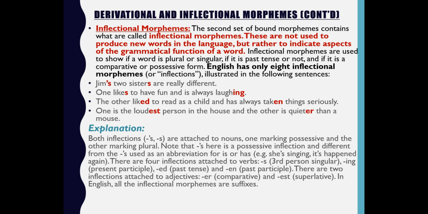There are 2 inflections attached to adjectives. ER to indicate a comparative state or EST to indicate a superlative state. يعني واحدة علشان خاطر توضح مقارنة والتانية عشان خاطر توضح أفضلية في صفة معينة.